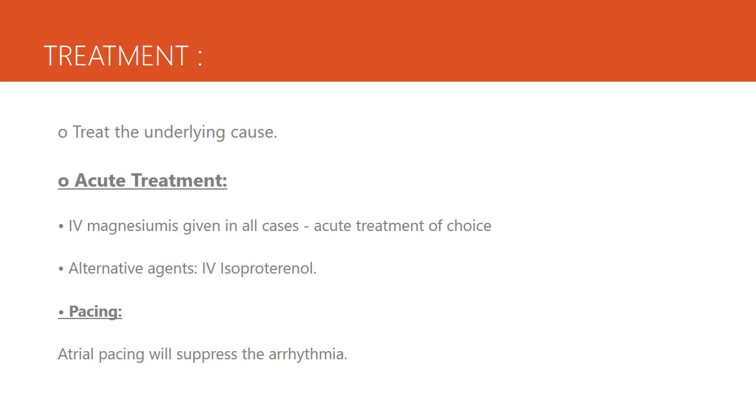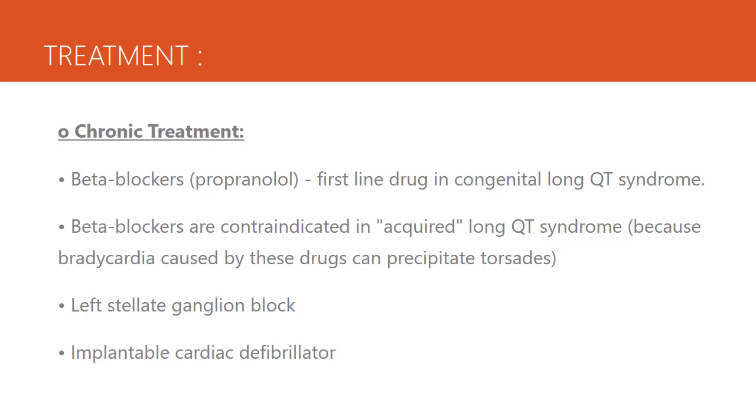So how do we treat it? We treat the underlying cause. Acute treatment is with IV magnesium, which is the drug of choice. An alternative agent is IV isoproterenol. Atrial pacing will suppress the arrhythmias, because pacing increases the heart rate, which in turn will shorten the QT interval, thus terminating the torsade. Chronic treatment with beta blockers is important.